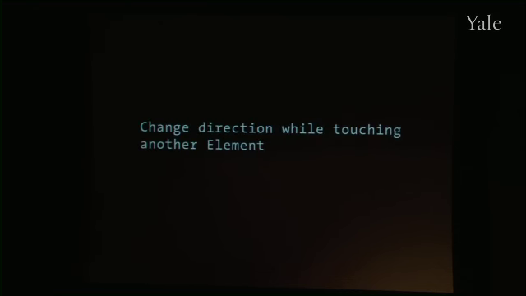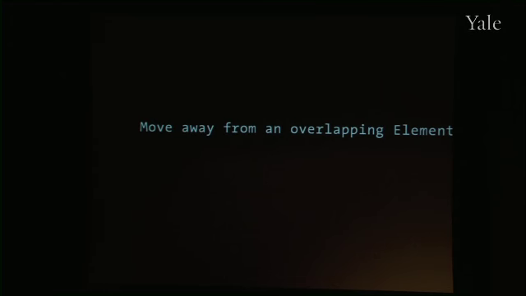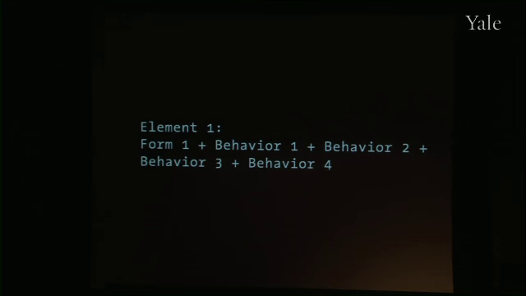So circle is my starting point with geometry. We move it in a straight line. We constrain the surface. We change direction while touching another element. And we move away from the overlapping element. So that's the work before, but now described more clearly and plainly.